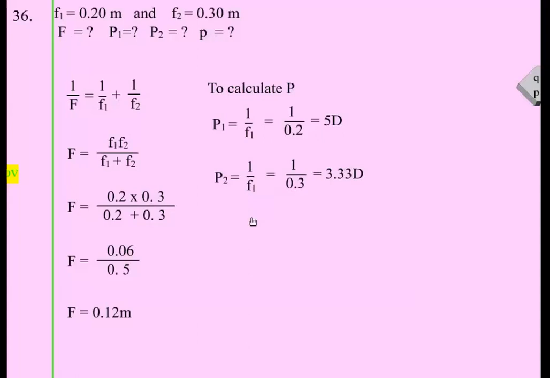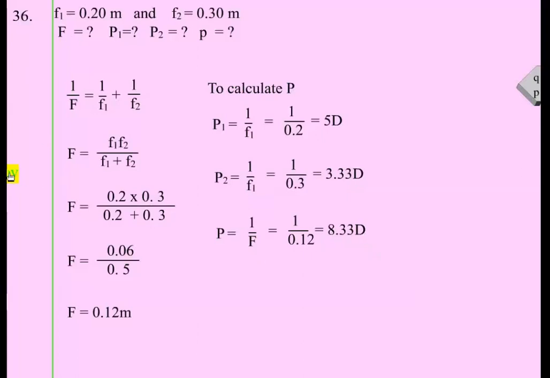Next, for P, it is 1 by f, that is equal to 1 by 0.12, that is equal to 8.33. Also, 5 plus 3.33 is 8.33 D. So D is diopter, the unit of power. So this is the problem 36.